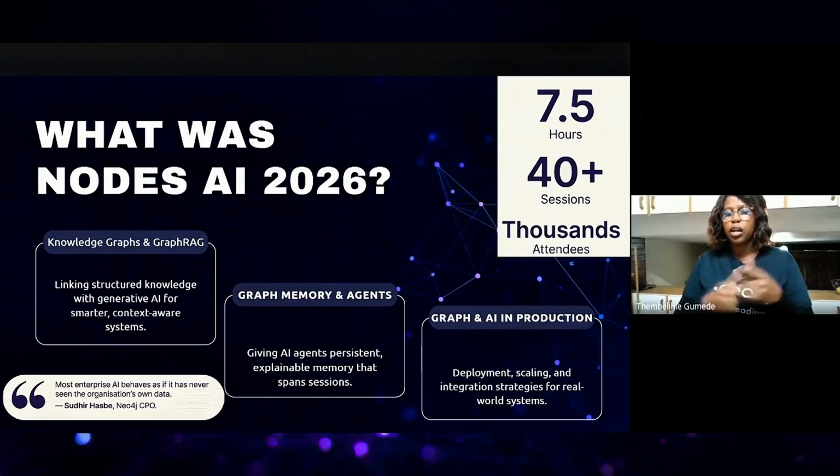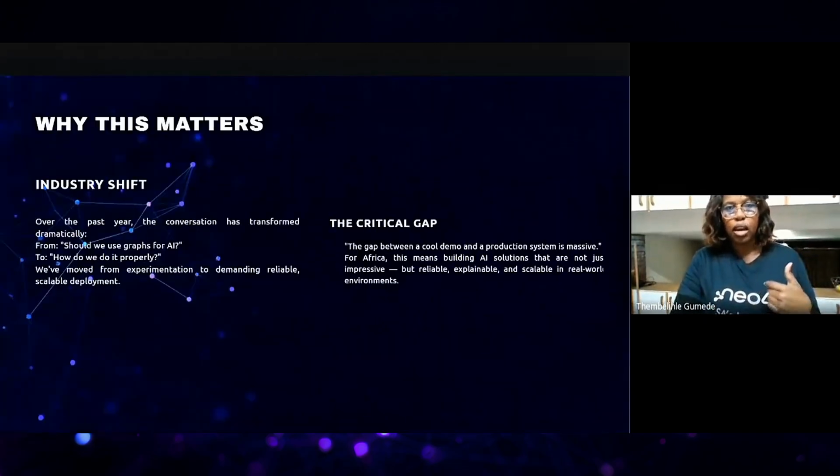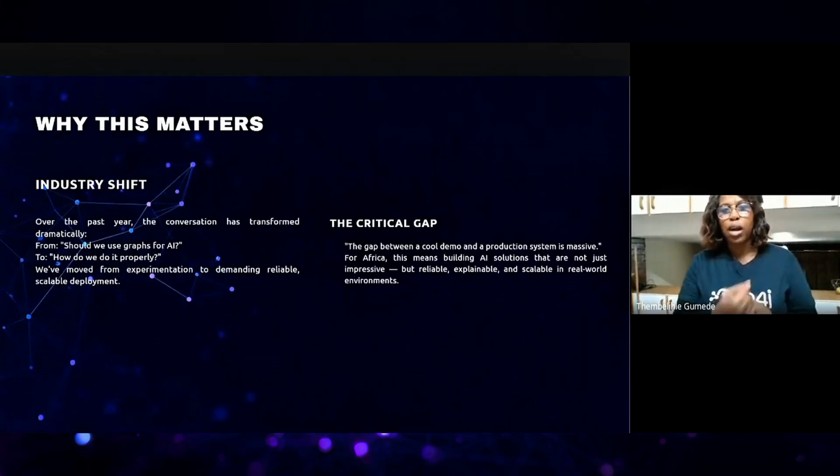We watched the industry collectively realize that throwing more data into LLMs isn't enough anymore. We need reliable structures for our large language models, for our agents, for anything that touches AI. And this is what was covered during Nodes AI. But before we get into that, I want to tell you why this matters.